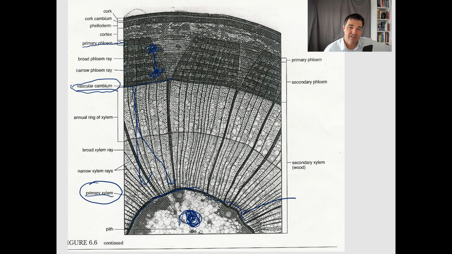And then outside of that, I have my cortex layer, and then I have these three layers right there, my cork cambium, my cork, and my phelloderm right there. And if you were to take a tree and pull what you call the bark off, this is what you're taking off right there. Okay.